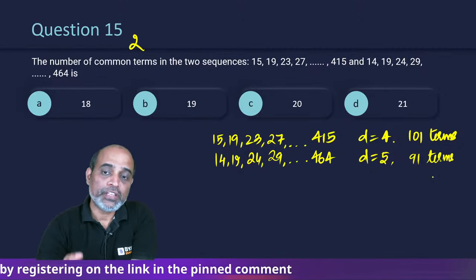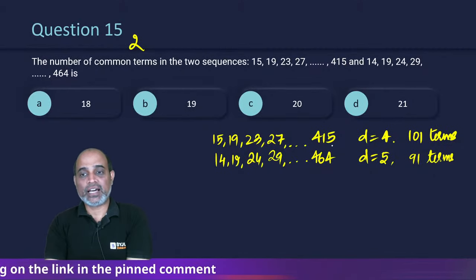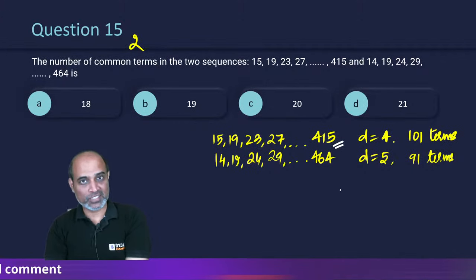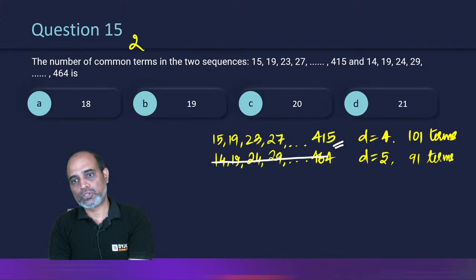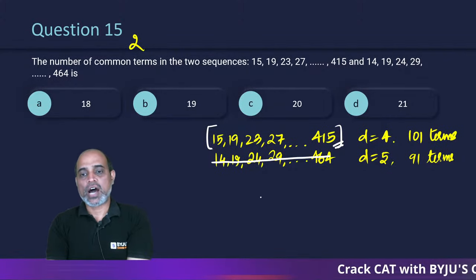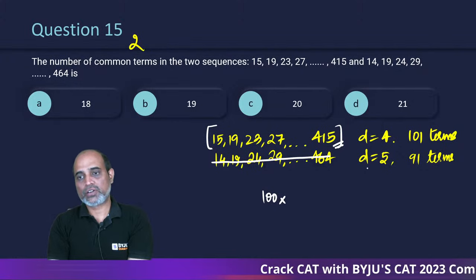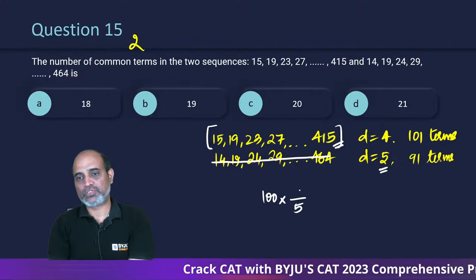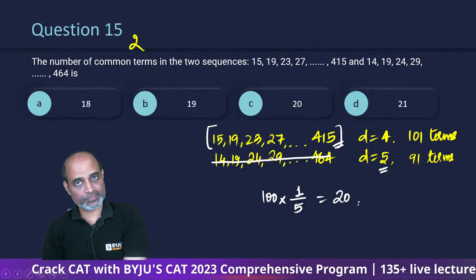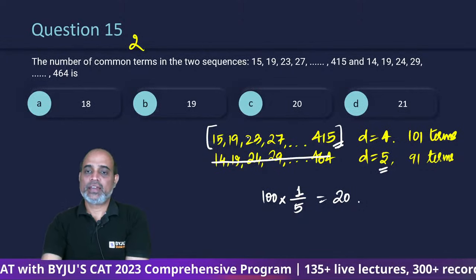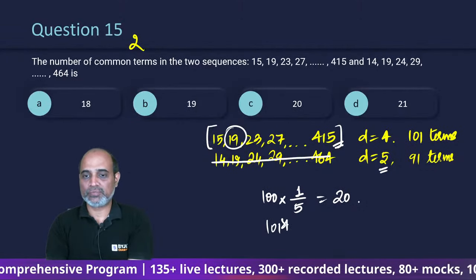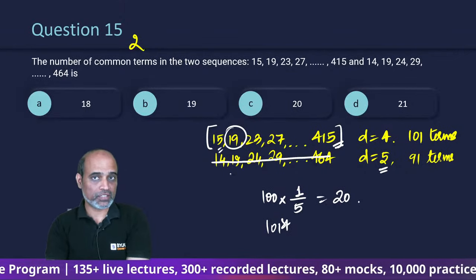Now, between these two, the last term finishes, or the last term is smaller in the first series. So forget the second series. From the first series, out of 100 terms, out of every 5 terms, 1 term will be common. So a total of 20 terms are common. Okay? And you will find that the 101st term, which will be like 15, is not common.